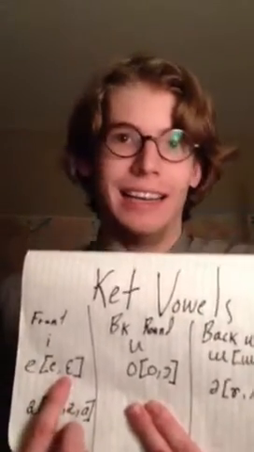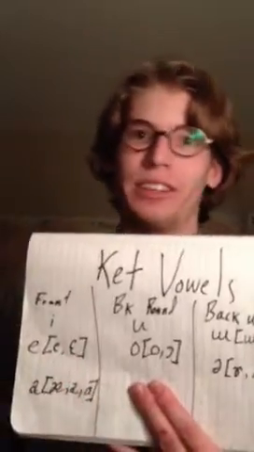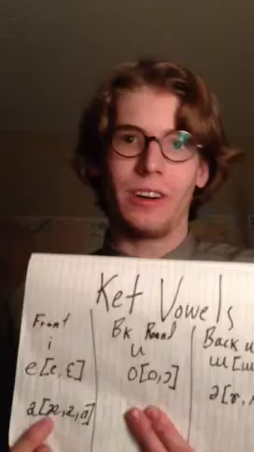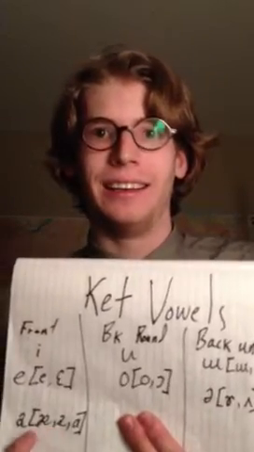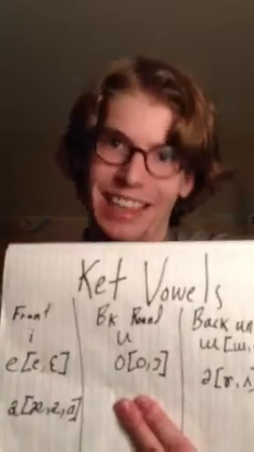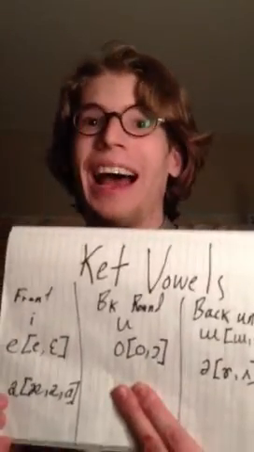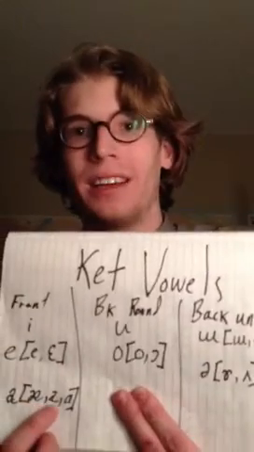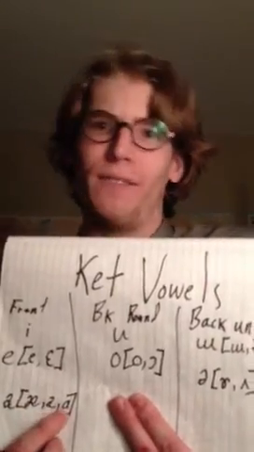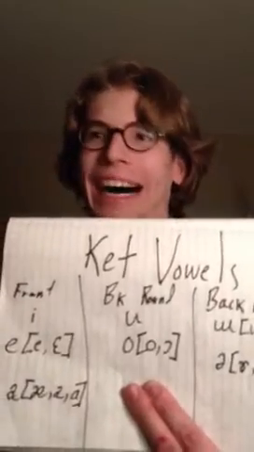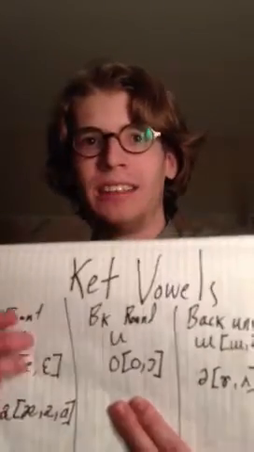So remember, for A, our allophones are a, or maybe not a. I should not say the English letter, but rather the phonemic sound. This is the first phoneme, this is the second, and then this last one is way back in the back of the mouth.